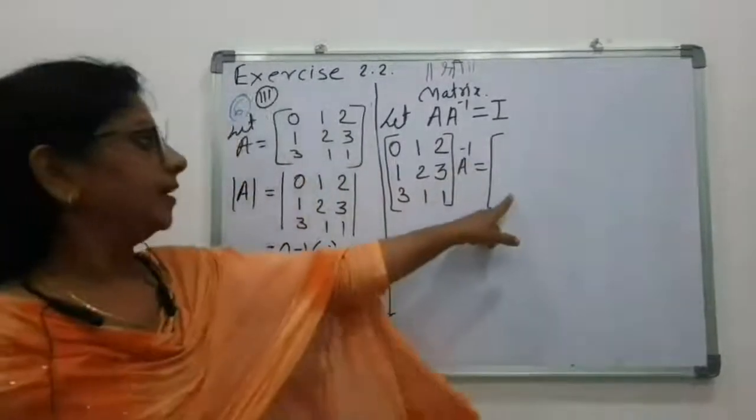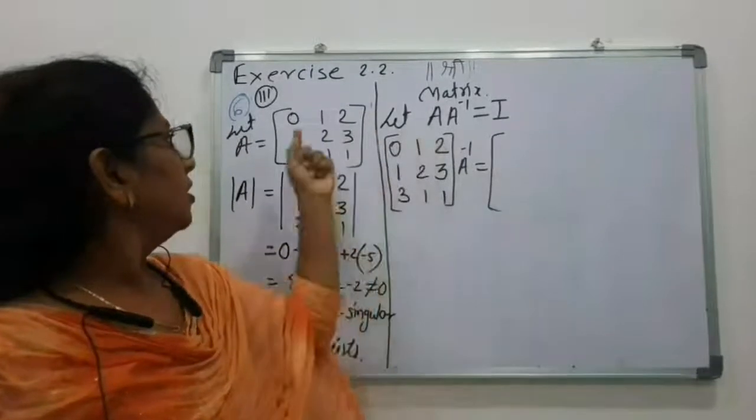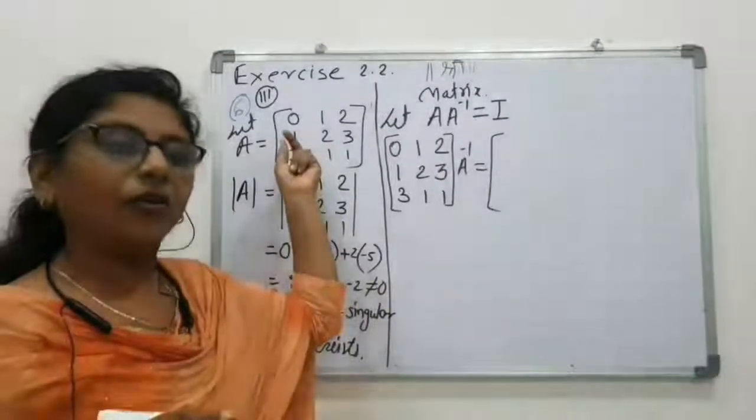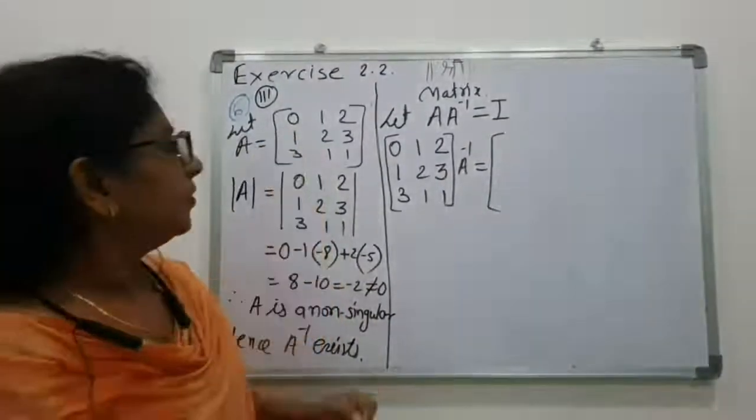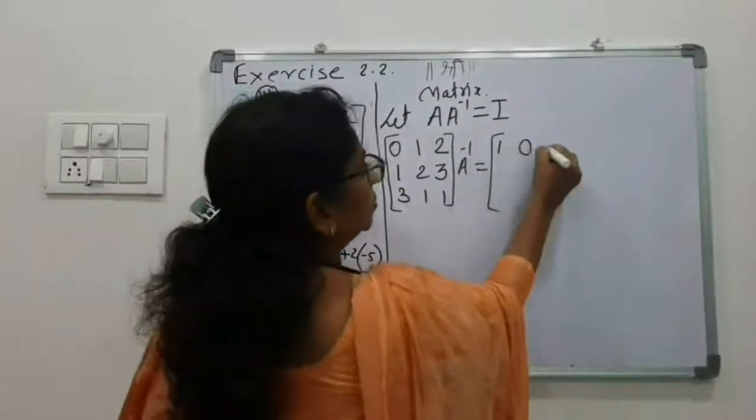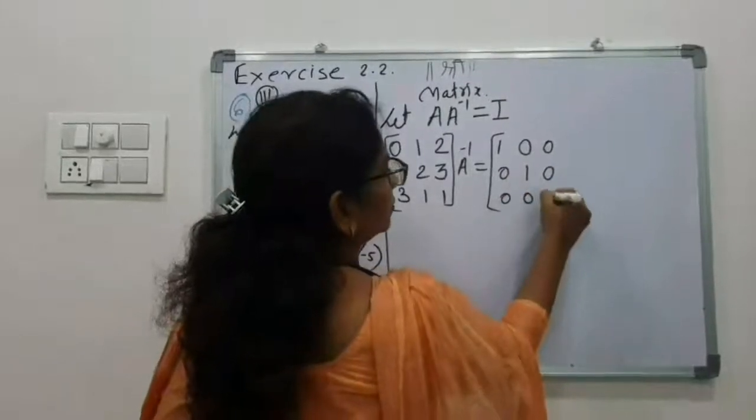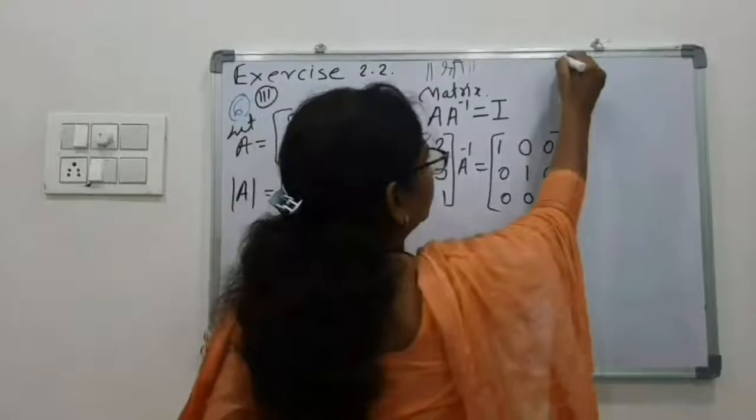Now here I is the identity matrix, and what is the order of I? Whatever the order of A. So what is the order of A? It is 3 by 3, so I is [1, 0, 0; 0, 1, 0; 0, 0, 1].